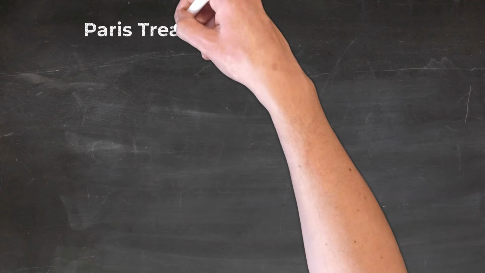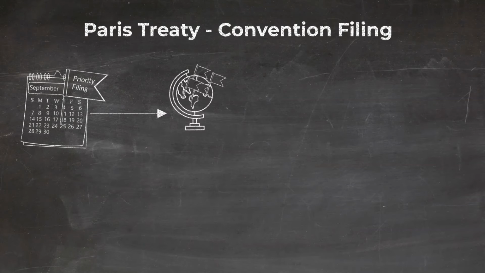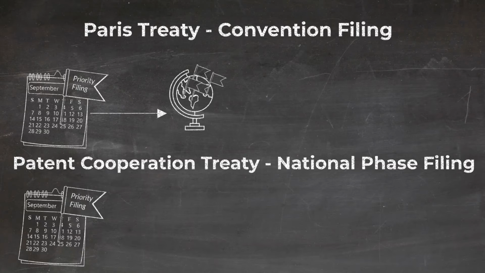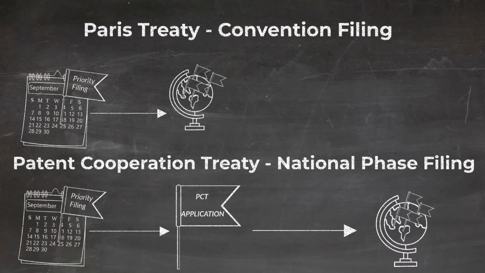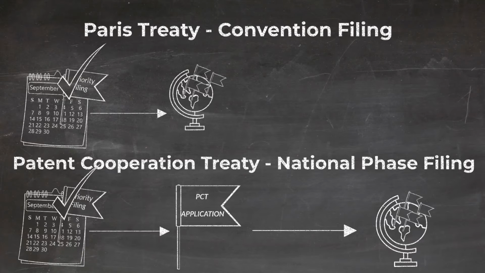While the Paris Convention gives the applicant 12 months from the priority filing to file globally, and the Patent Cooperation Treaty gives 30 months through filing the PCT application, they both afford the later filings with the earlier date of the priority filing application. This gives them the advantage that any prior art published after this date will not threaten the novelty of the application.